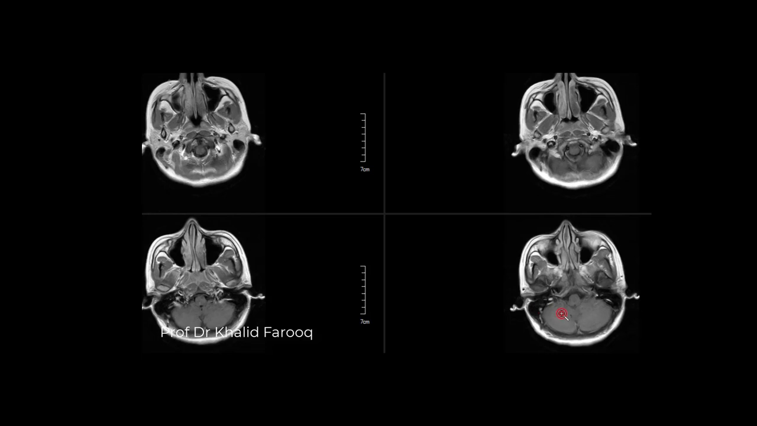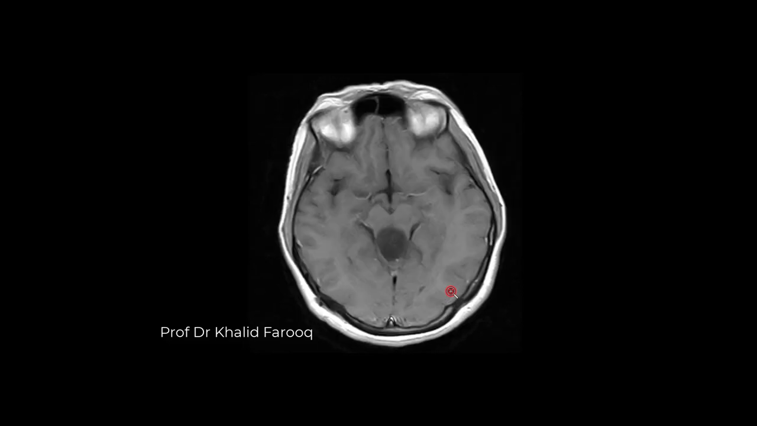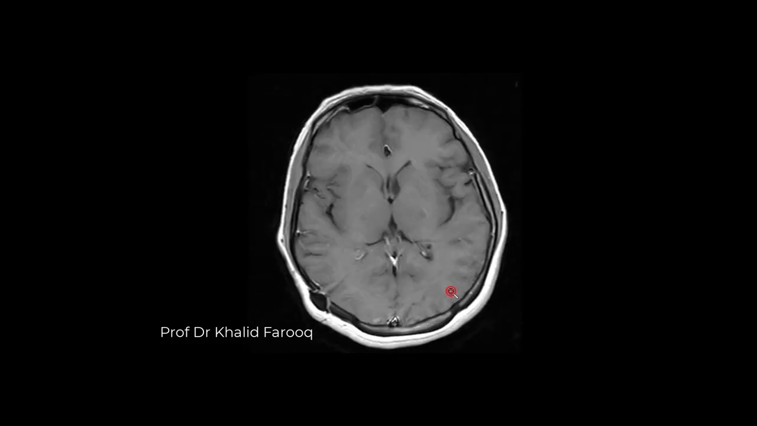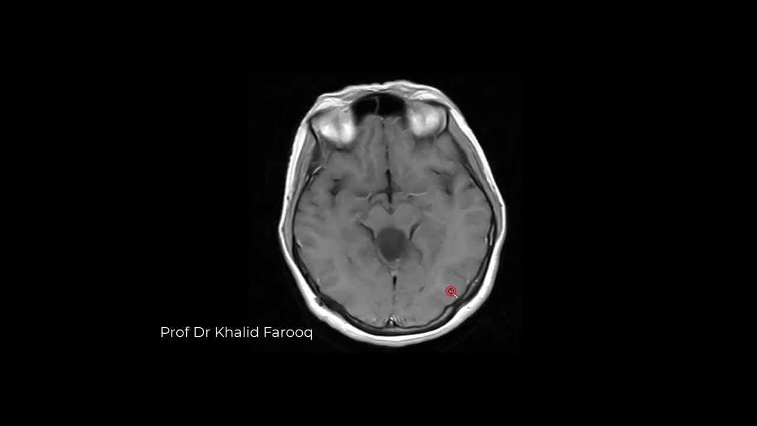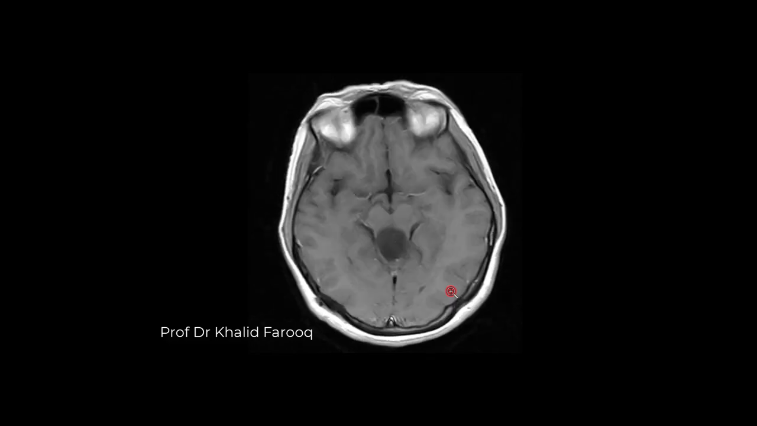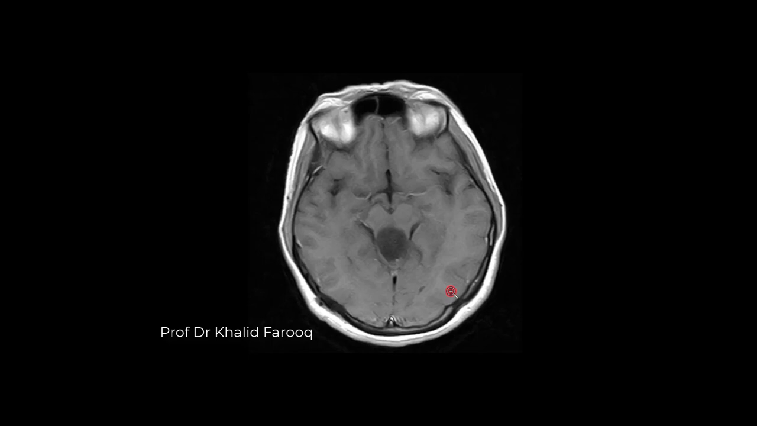Axial post-contrast images. There is no evidence of post-contrast enhancement in this cystic lesion. No abnormal solid component is identified in it. No pathological septa are noted. VP shunt is seen.